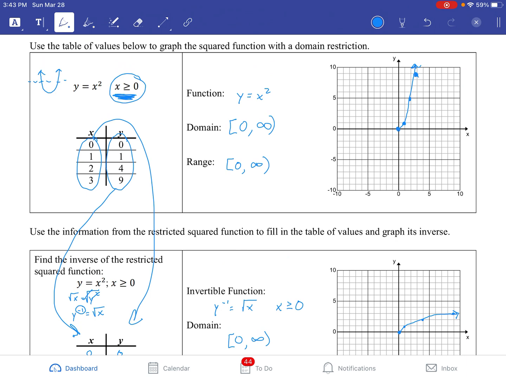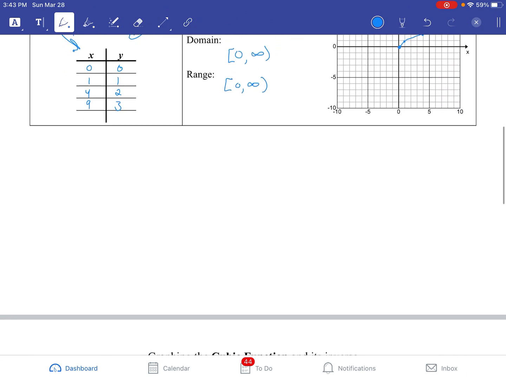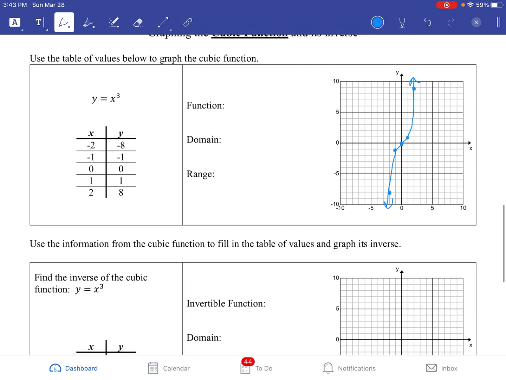So that's what the x is greater than or equal to 0 is for those problems. Well, you don't need a domain restriction for the odd degree functions. So our function is y equals x to the third. The domain, all the x values that exist in this function are from -infinity to +infinity. All the x values exist in this function. And the range is the same thing. It goes from -infinity to +infinity.